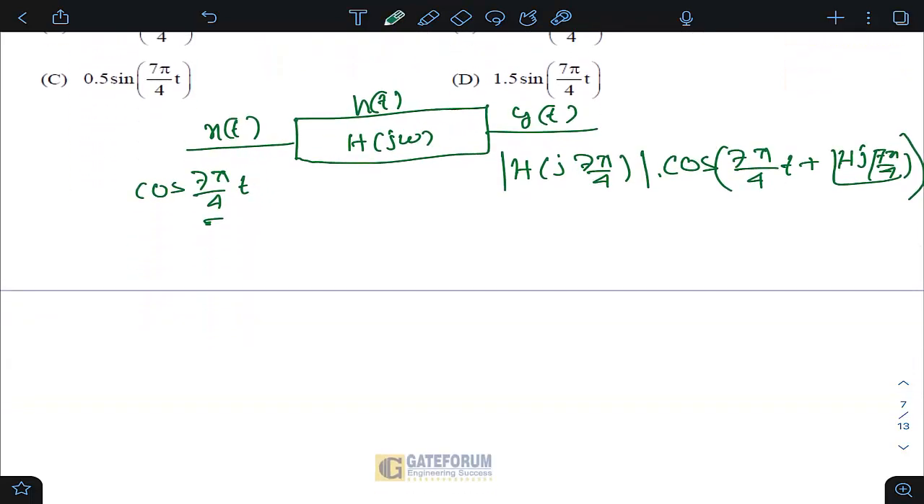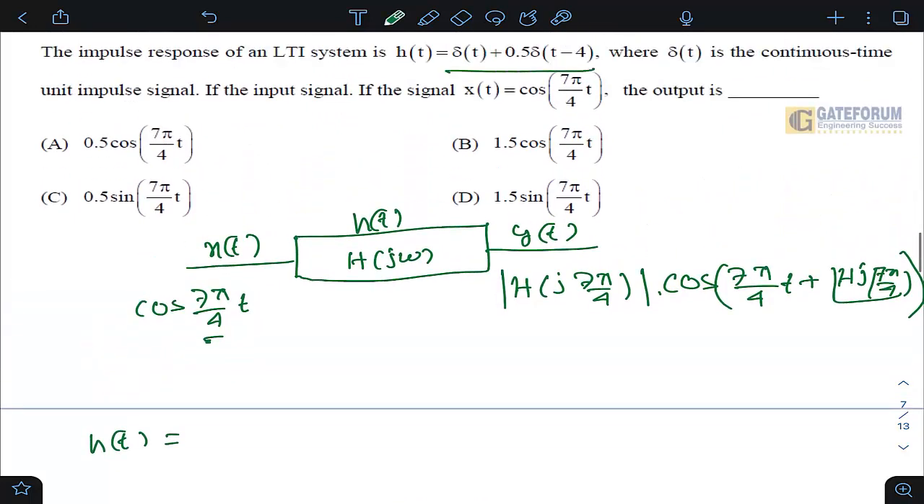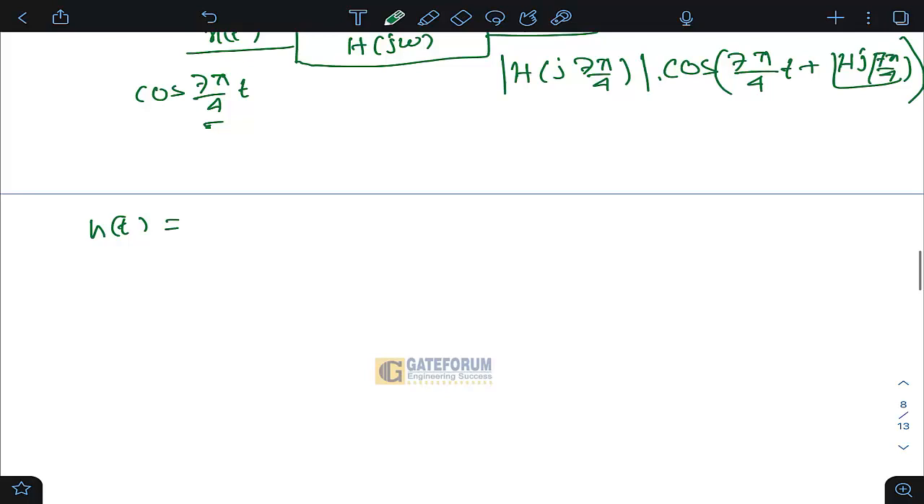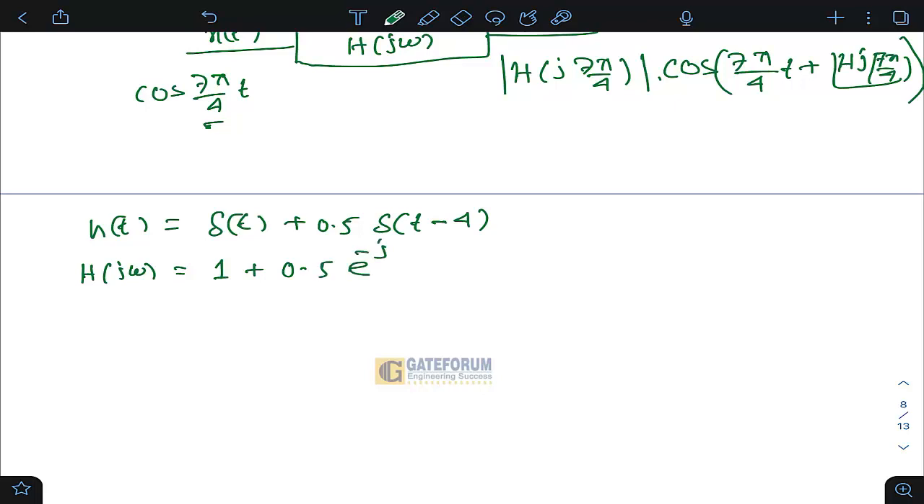So here, h(t) is given as delta(t) plus 0.5 delta(t minus 4). If I ask you to take the Fourier transform, the Fourier transform of delta(t) is 1. The Fourier transform of delta(t minus 4) will be e raised to the power minus j 4 omega.